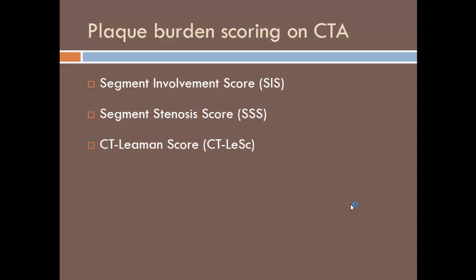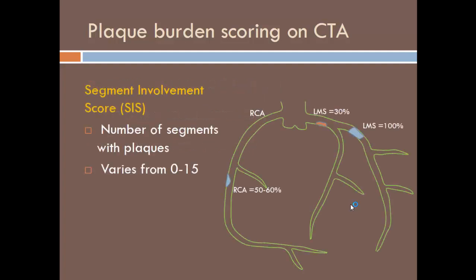Have you heard of these methods? No. Okay, so let's go through them. The segment involvement score is the simplest score. It is basically the number of segments with plaques. And the score can vary from 0 to 15 because there are 15 or 16 segments in the coronary arteries. So if you have plaques in 3 segments, the score will be 3. It's very simple. It doesn't depend upon the location where the plaque is. There's no importance of that in this particular score. So in this example I have drawn here, there are 3 plaques, so the score will be 3 just because there are 3 plaques. SIS of 3.